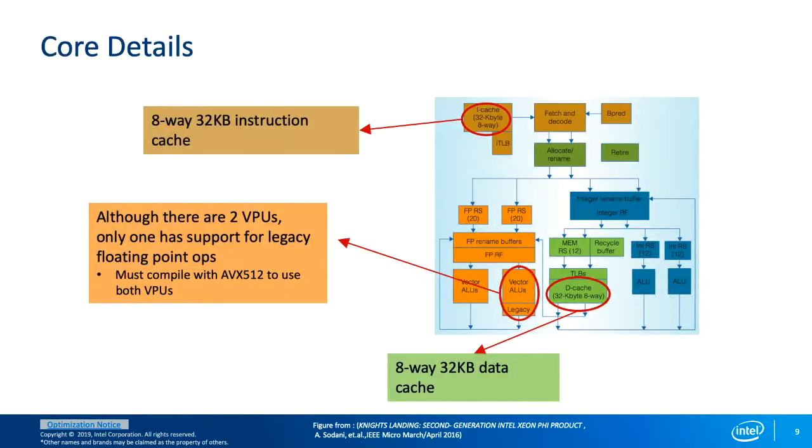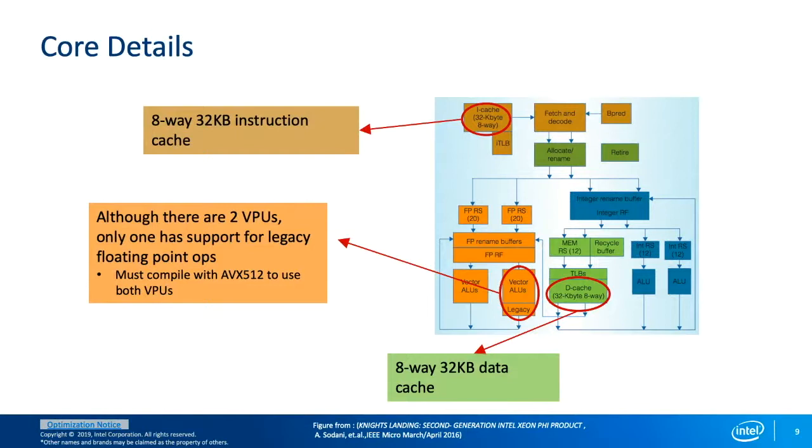And the core details, we could go into a lot of numbers, but at the end of the day, there's really only a couple of things that matter. You have two caches for instruction and data, both 32 kilobytes, 8-way. The one thing that is really important, and that I don't know that everybody realizes if they haven't run on KNL before, is that you have 2 vector processing units per core, which you can issue 2 on every cycle.